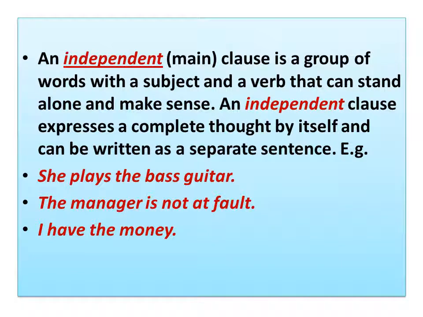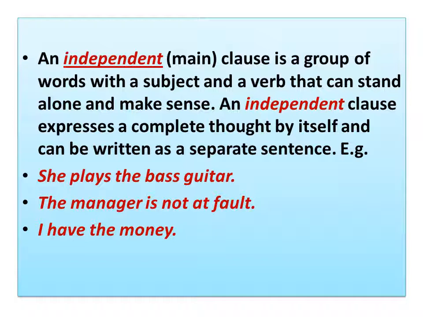نبتدي بالindependent أو المين clause. An independent or main clause is a group of words with a subject and a verb that can stand alone and make sense. يبقى الindependent احنا اتفقنا ان هي فيها subject وفيها verb وتقدر لوحدها to make sense، تعمل لي complete thought. An independent clause expresses a complete thought by itself and can be written as a separate sentence. She plays the bass guitar. The manager is not at fault. I have the money. كل دول independent.